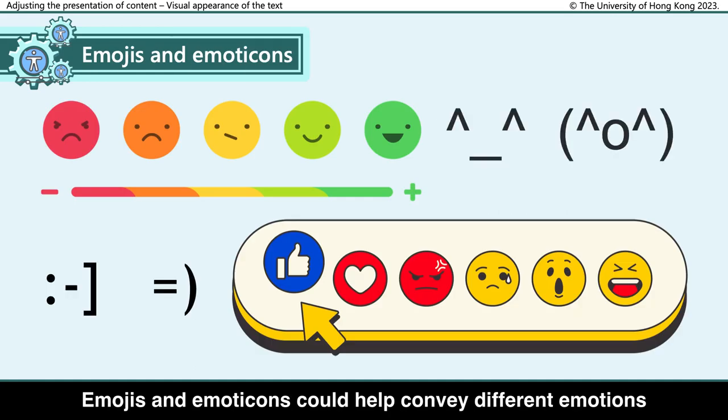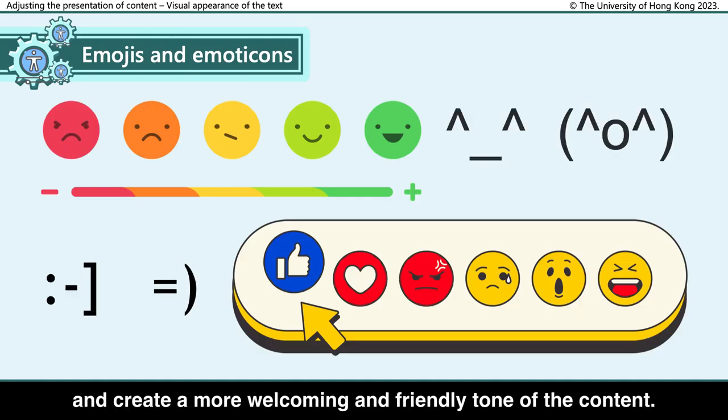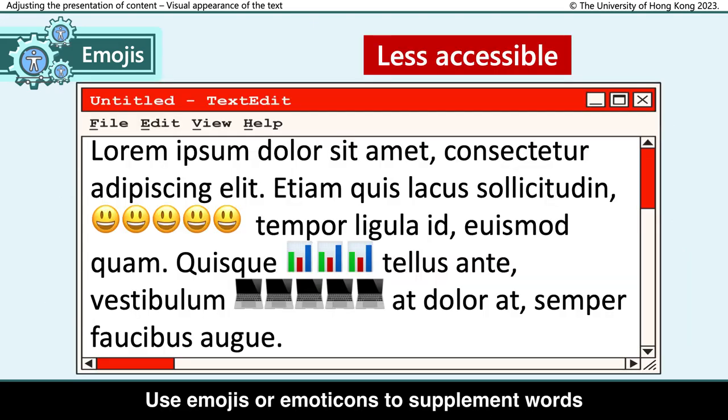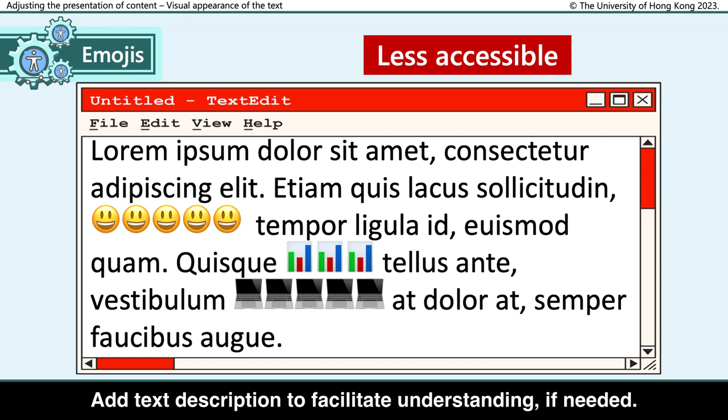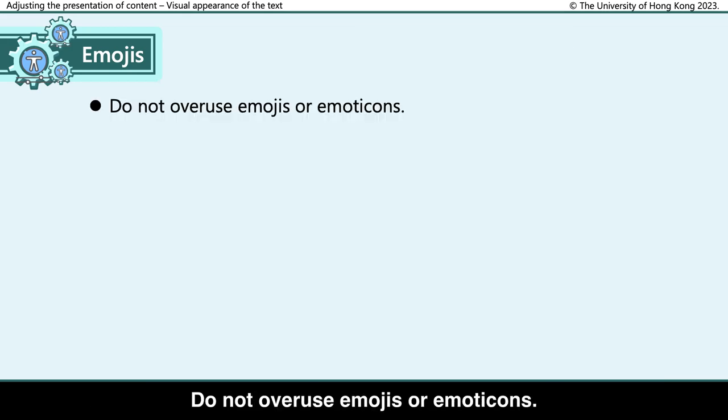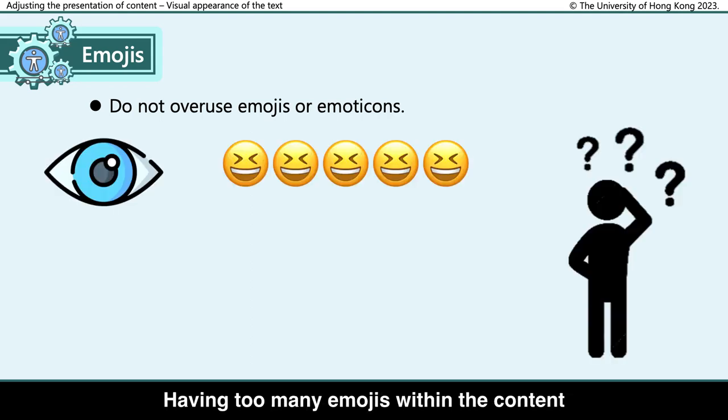Emojis and emoticons can help convey different emotions and create a more welcoming and friendly tone for the content. Use emojis or emoticons to supplement words rather than replace them. Avoid using emojis in the middle of a sentence. Do not use emojis and emoticons alone to convey important information. Add text description to facilitate understanding, if needed. Do not overuse emojis or emoticons. Having too many emojis within the content would make it difficult to understand the content.